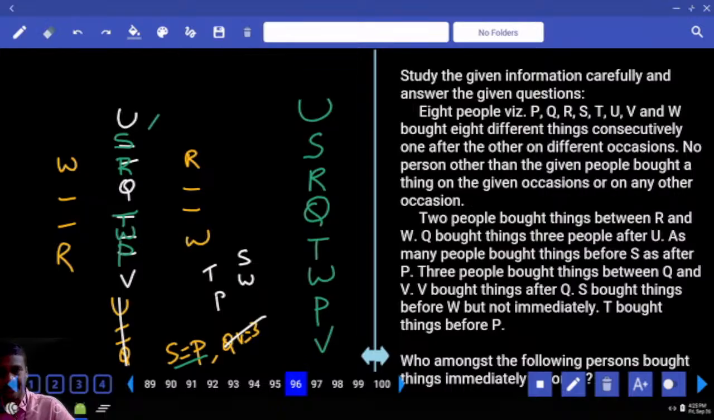Now this is from 96 to 100. Done? Any number series questions you have? Number series, no number series.